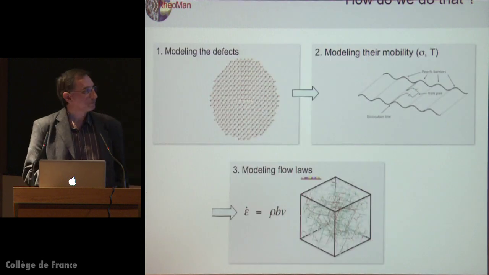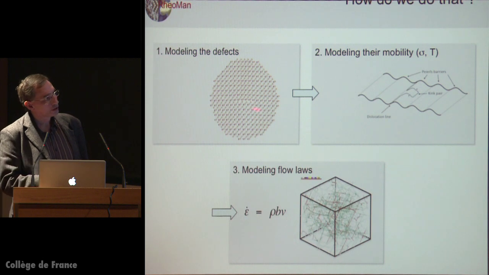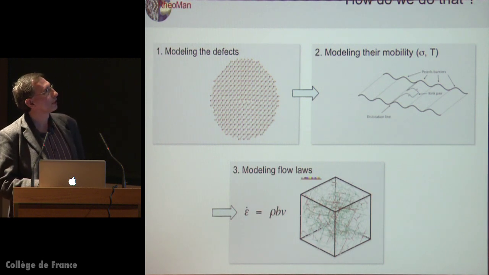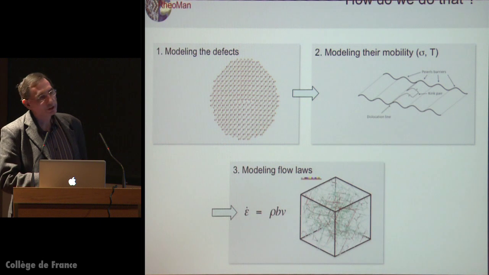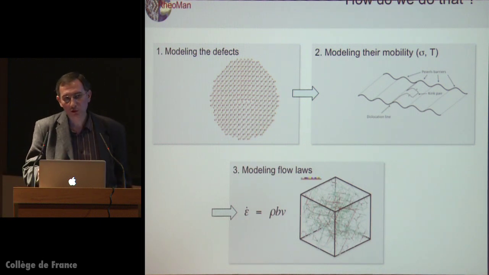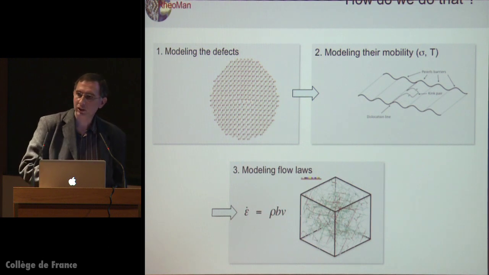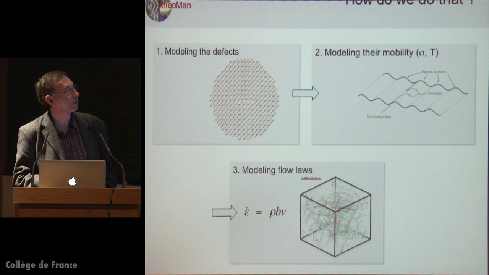How do we do that? We need actually 3 steps, and we need to work at different scales to make this kind of model. First, we need to model the defect, and we need to model that at the atomic scale. And I will try to explain why we really need to go all the way down to the atomic scale to undertake this kind of modeling.